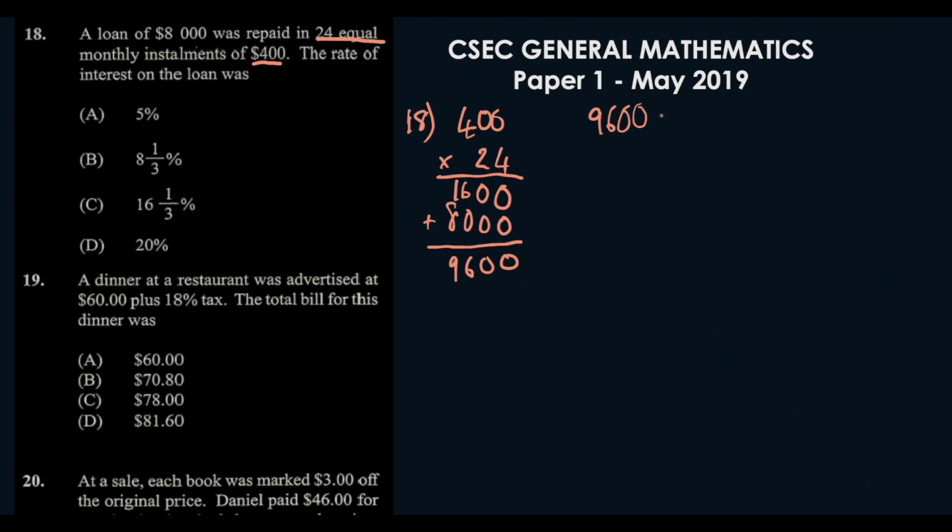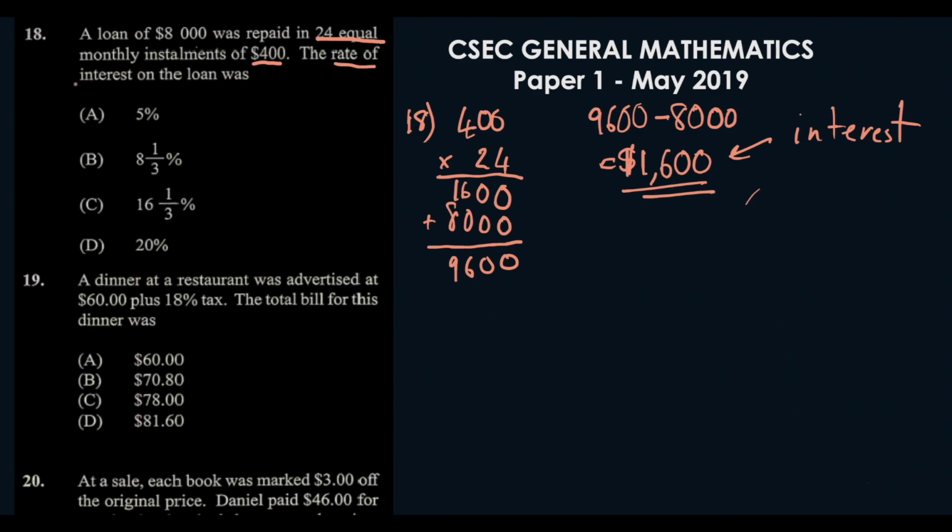So we can subtract that and see what we get. So 9,600 take away 8,000 would be $1,600. So what is this? This is the interest. So what we need to do now is work out the percentage of this, because it says the rate of interest, which means percentage on the loan. What was the loan? The loan was 8,000. So the interest on the loan would have to be interest over loan multiplied by 100, so we can convert it to percentage.